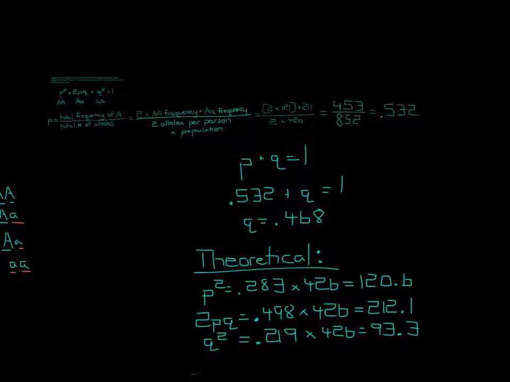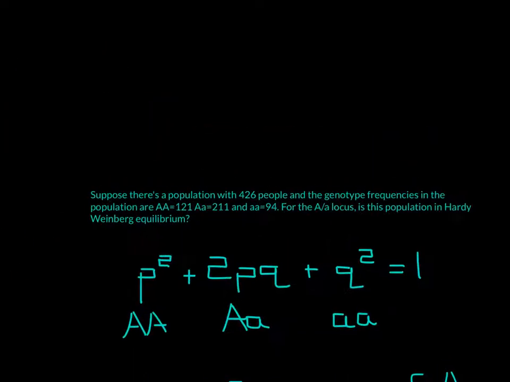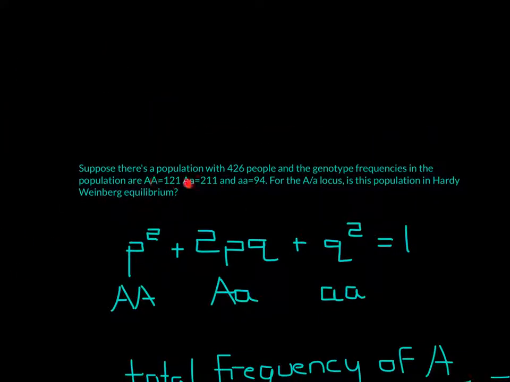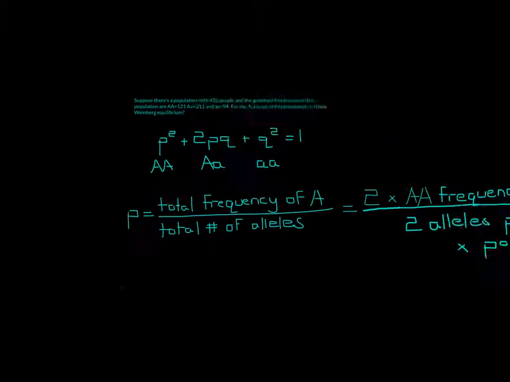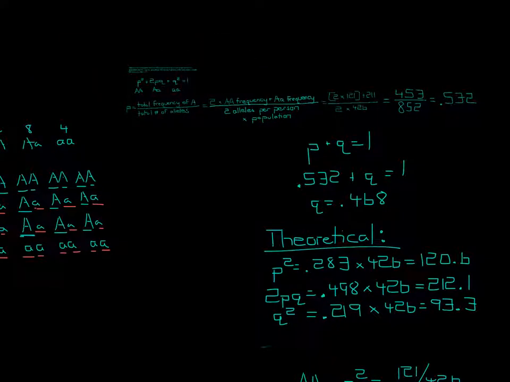Now what we have to do is compare it to the numbers we were given. So the numbers we were given are 121, 211, and then 94. So we just compare it, and they're pretty close. We have 121, which is what we were given, 211, and then 94. So they're all really close. So we can say that this population is in Hardy-Weinberg equilibrium.